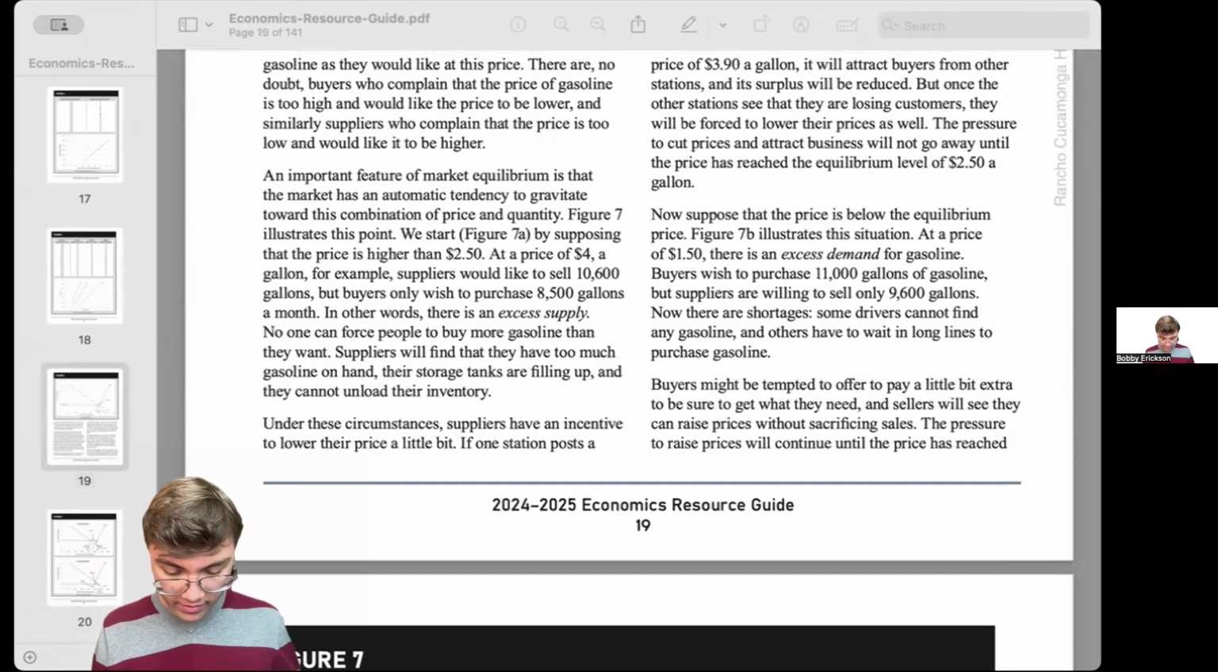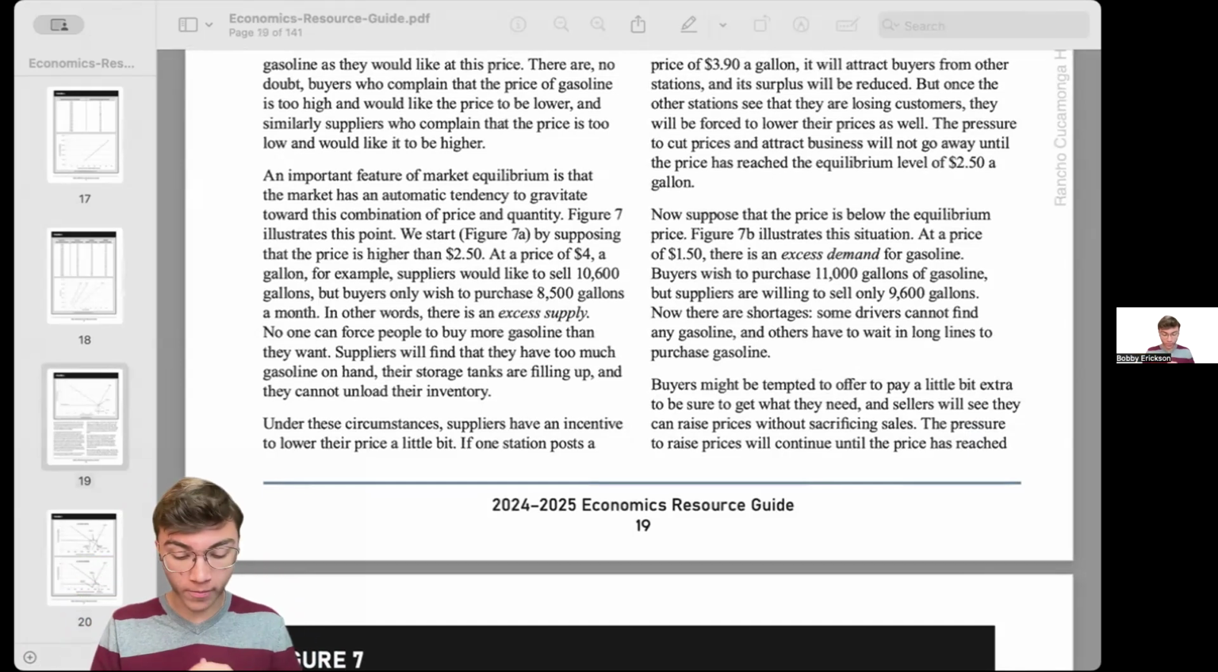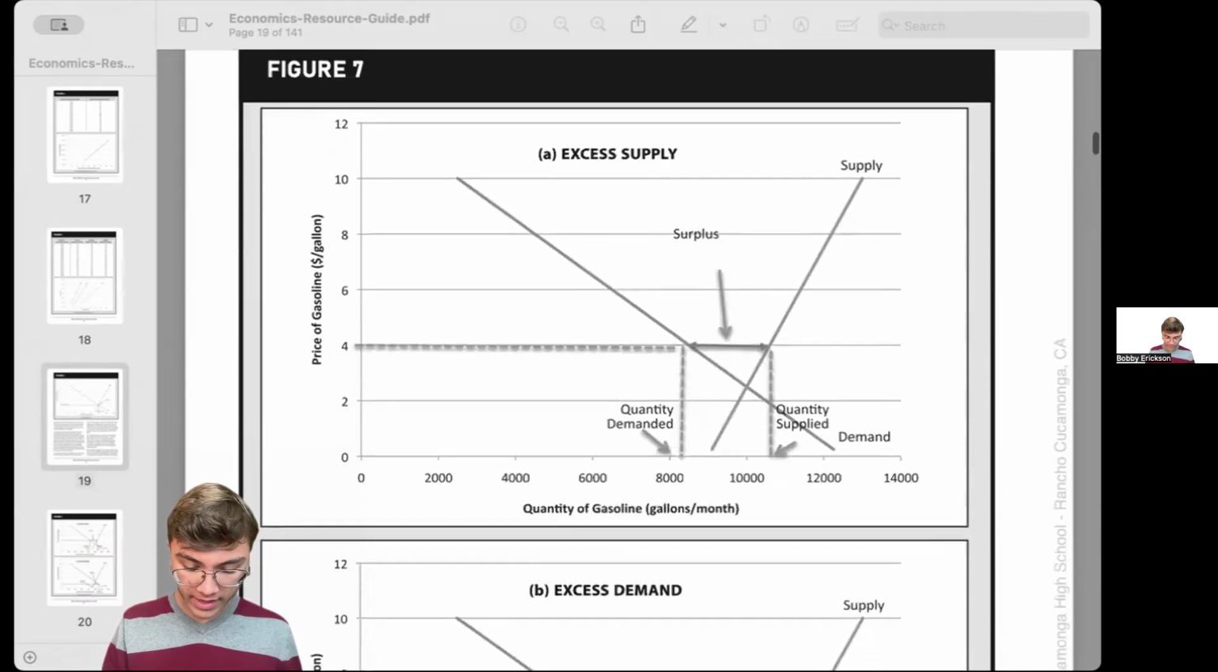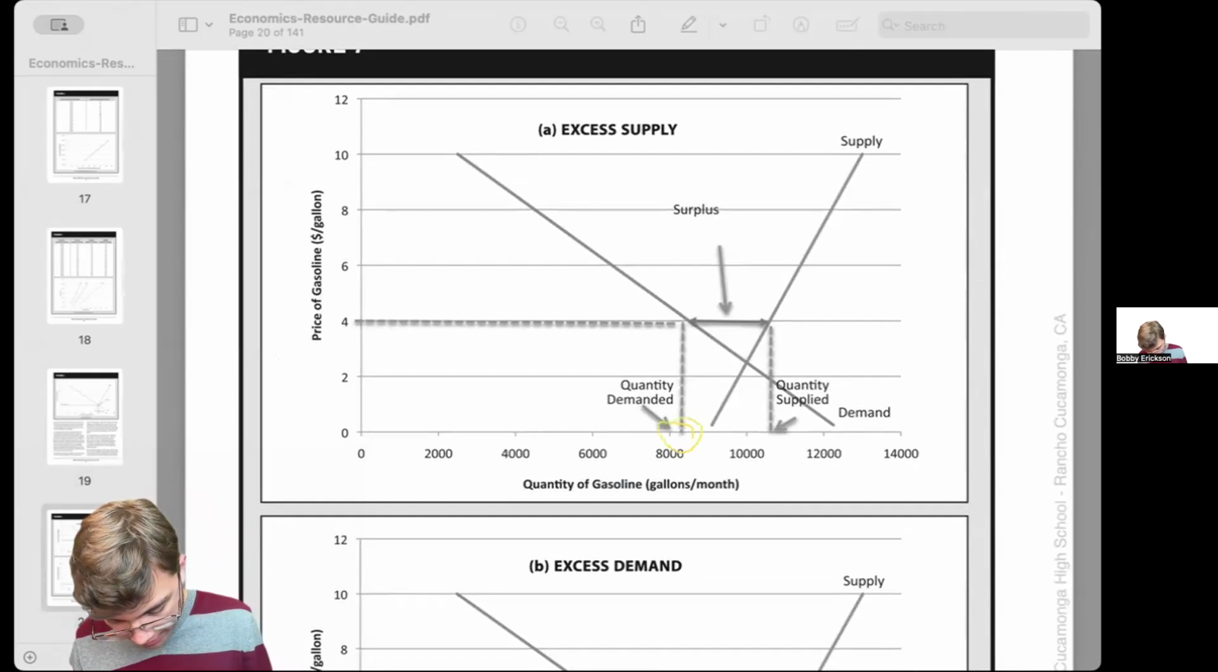So this means that there is excess supply. And so no one can really, as this is saying, force people to buy more gas than they want. And the suppliers at a $4 price point will see, oh, we have too much gas and people aren't buying it. And so their storage tanks filled up and there's not enough people buying gas. And so this would mean, as you can see, the quantity demanded right here is below the quantity supplied.